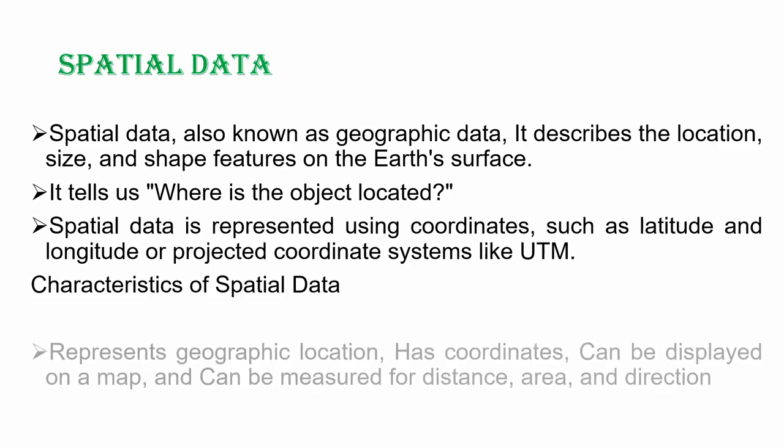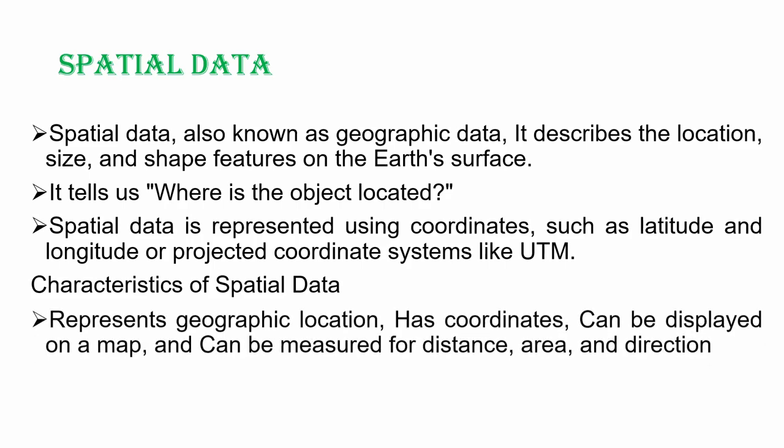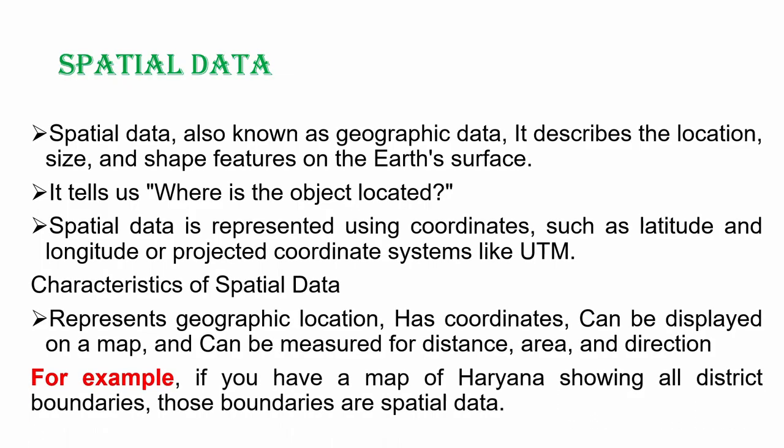Characteristics of spatial data. Spatial data represents geographic information. It has coordinates and can be displayed on a map. Spatial data can be measured for distance, area, and direction. For example, if you have a map of Haryana showing all district boundaries, those boundaries are spatial data.